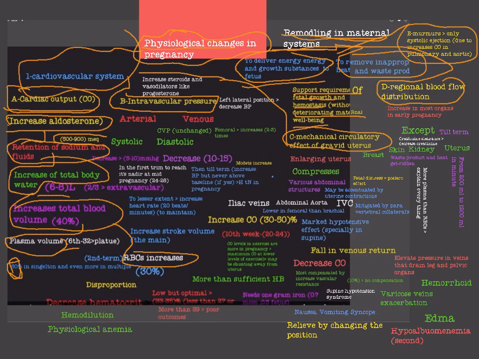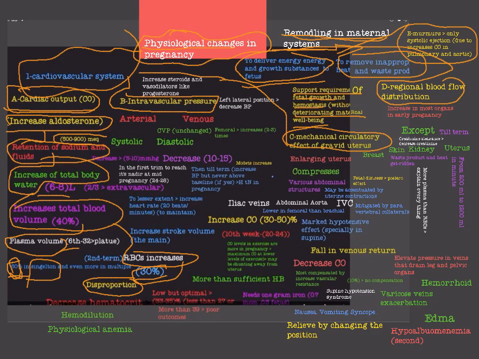So how much is the plasma volume increase? About 50% in singleton pregnancies. But in multiple pregnancies, like twins and triplets, there is even more increase in plasma volume, which may reach 70%. Whereas the RBC increase will be no more than about 30%. Can you notice that we have a 50% increase in plasma volume and only a 30% increase in RBCs? So we have a disproportion between these two values.